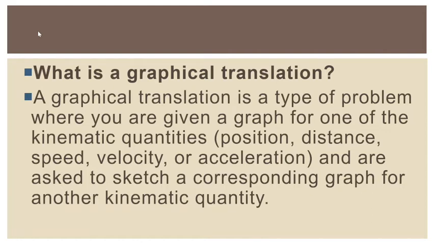A graphical translation is a type of problem where you are given a graph for one of the kinematic quantities. So that could be anything like position, distance, speed, velocity, or acceleration. And you're asked to sketch a corresponding graph for another kinematic quantity. So they'll give you a position versus time graph, and they'll say, draw the velocity versus time graph for this position versus time graph. And so we're going to talk about how to do that.